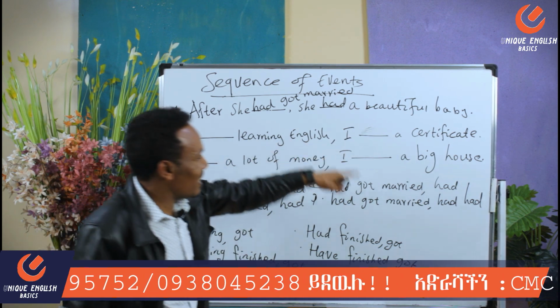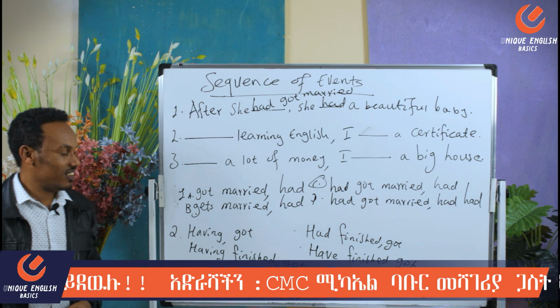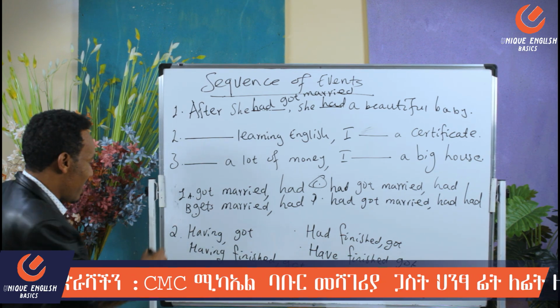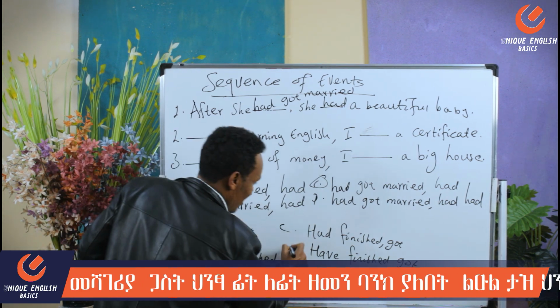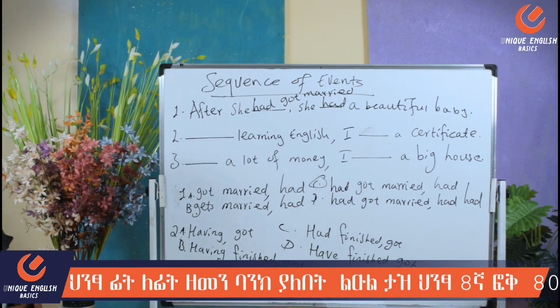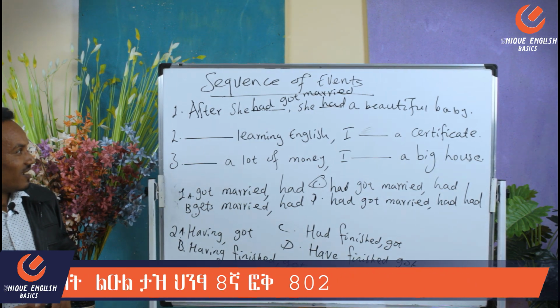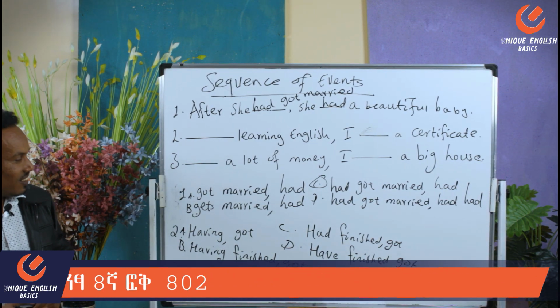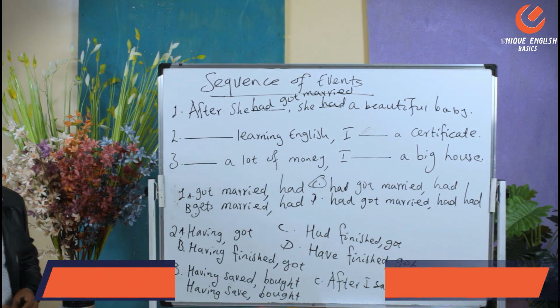Dash learning English, I dash a certificate. Is that having got A? Again, you can say A or B here, and you can say C and D. Go ahead. A, having finished. B, no, having finished learning English. Having finished learning English. Yes or no?